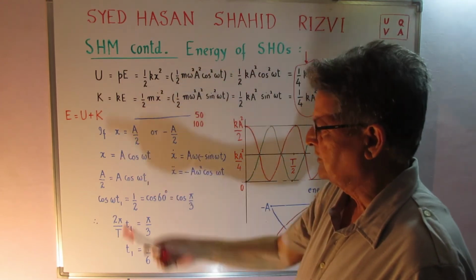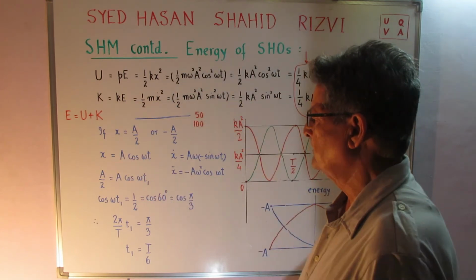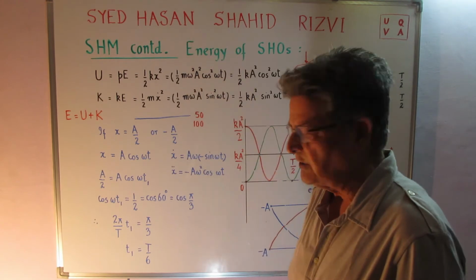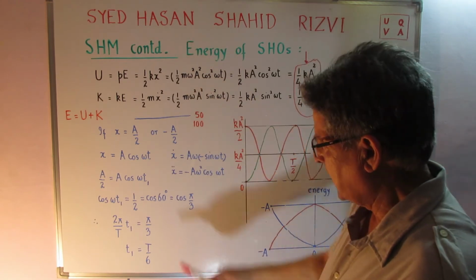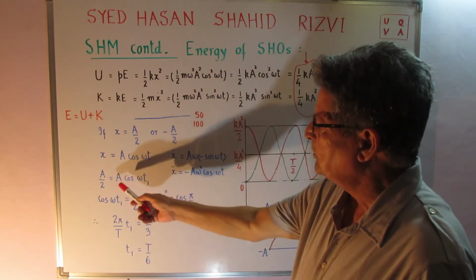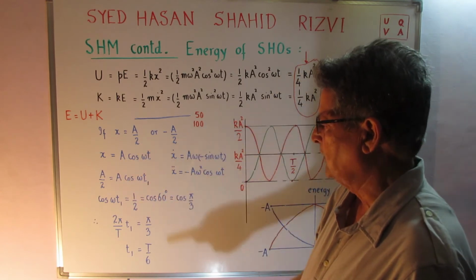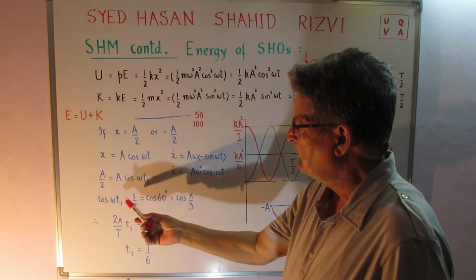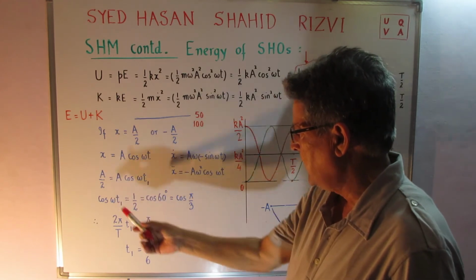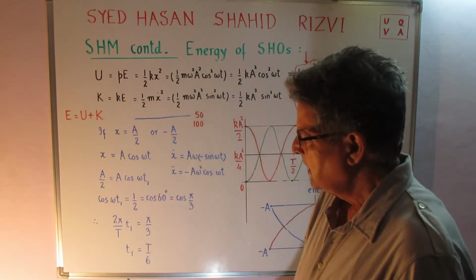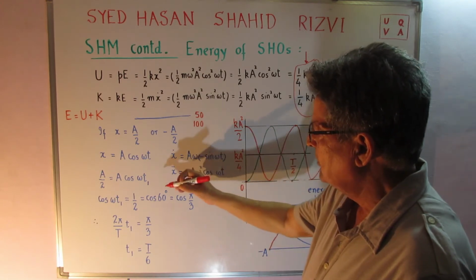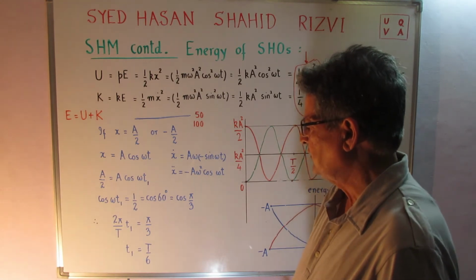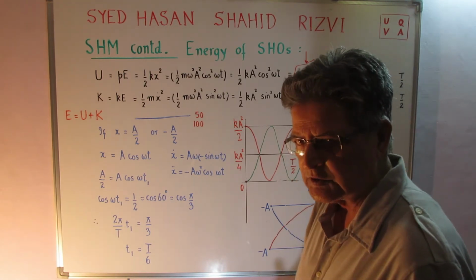Let me take x is equal to a cos omega t. So I write it like this, the t has become t1, and we will calculate this t1. So a by 2 is equal to a cos of omega t1. So cos of omega t1 will become equal to, we divide by a, and I will get half. This half is the value of cos of 60 degrees, and 60 degrees is equal to pi by 3 radians.